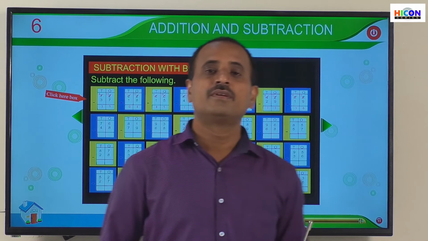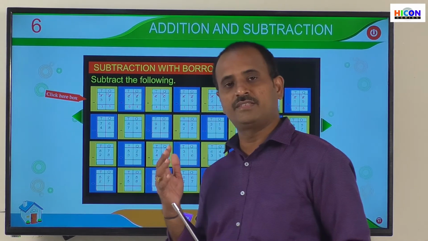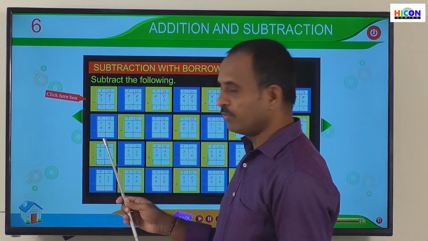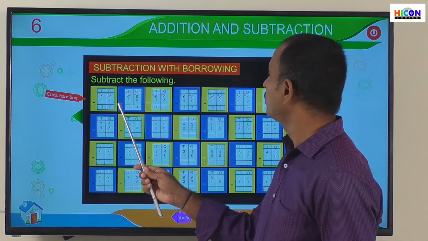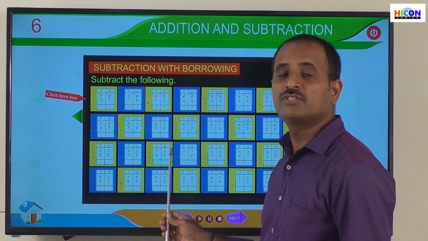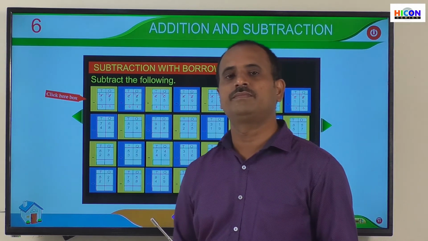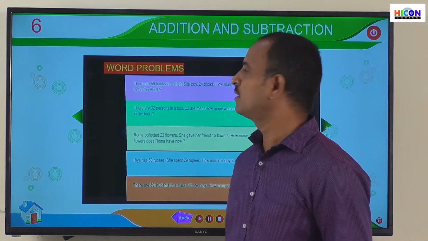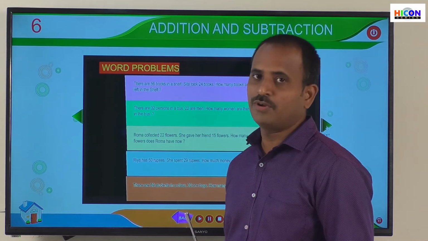So children, in this way, we can subtract the 2-digit numbers with borrowing. There are some more problems on the subtraction with borrowing, and practice the remaining problems as homework at your home. And we'll go to the next topic in this chapter. That is word problems.